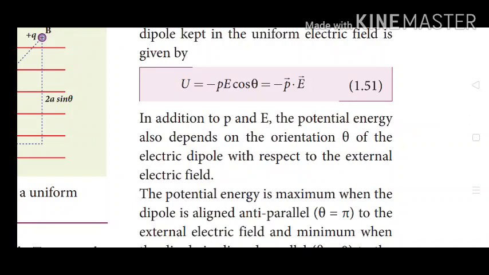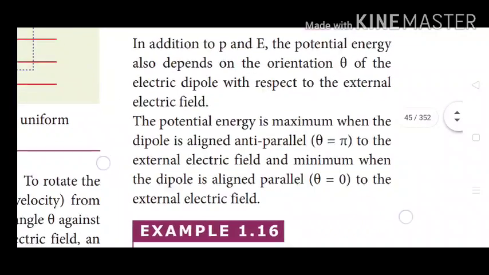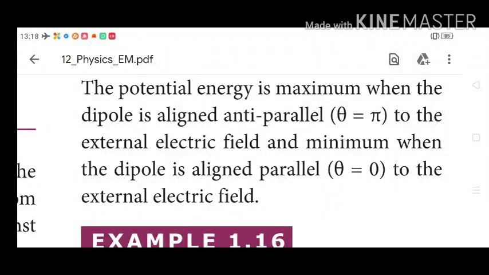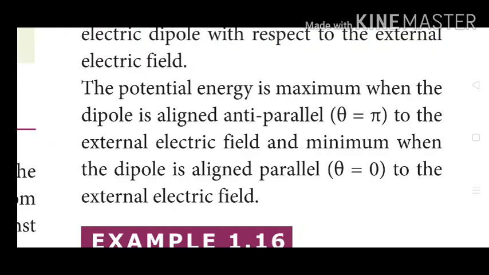In addition to P and E, the potential energy also depends on the orientation theta of the electric dipole with respect to the external electric field. The potential energy is maximum when the dipole is aligned anti-parallel, that means theta is equal to pi, to the external electric field, and minimum when the dipole is aligned parallel, theta equal to 0, to the external electric field.